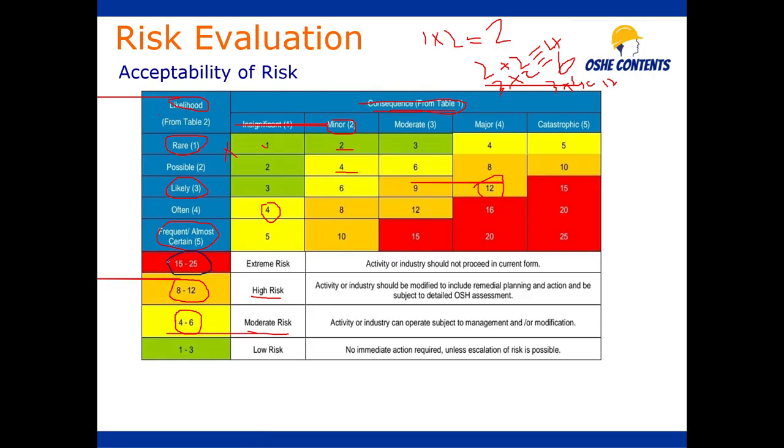So from 15 to 25, it will be extreme risk, and for extreme risk, what do you need to do? The activity or industry should not proceed in current form. I will show you how, if the likelihood is high, we can also take action against that. In the next part we will see.